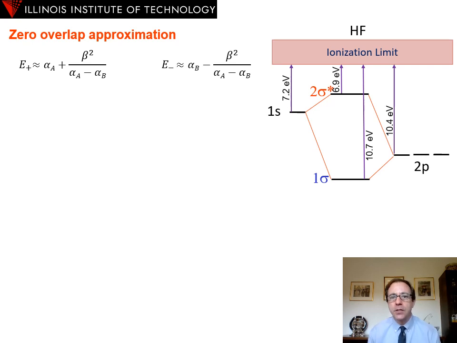the more important the beta squared term becomes. And that beta squared term is what's driving the bonding orbital's energy down below the lower of the two atomic orbitals, and is driving the antibonding's energy up above the energy of the higher lying atomic orbital.